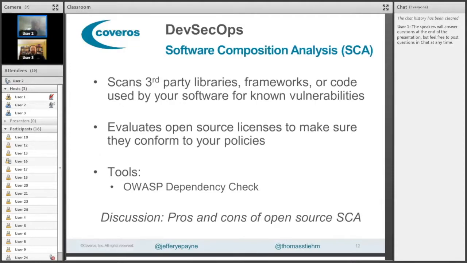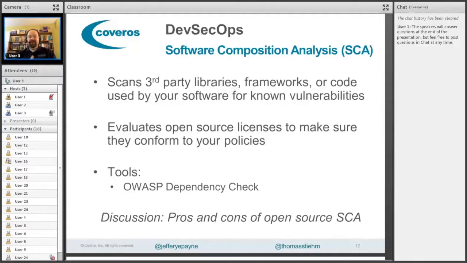Great. Thanks for the advice. Let's keep going. Software composition analysis is really looking at your third-party libraries and determining two things: are there known vulnerabilities in them, and what open source licenses do they use? And what do their dependencies use?